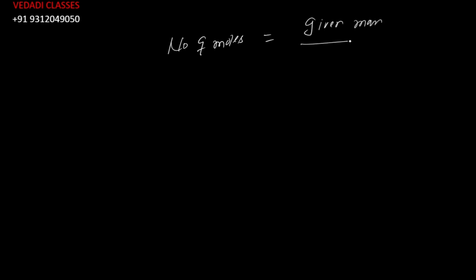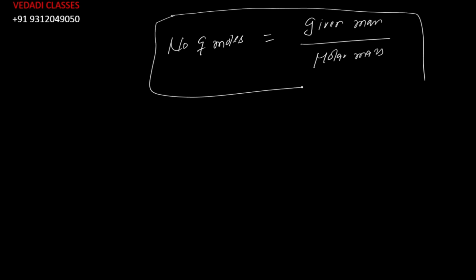Now have a look here. What more is required? To solve questions related to empirical and molecular formula, you should also know how to find the number of moles. Number of moles is equal to, as we already know, the given mass upon molar mass. If it is an atom it is the atomic mass, if it is a molecule it is the molecular mass, as we already discussed in the earlier videos. Now there is one more thing.